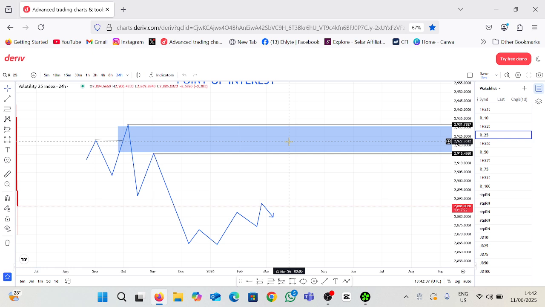But one thing is very important: this zone is very wide. If you take a trade from this zone, you might easily get stopped because of the amount of capital you're using. Maybe you take your entry here and price might go and sell from here.